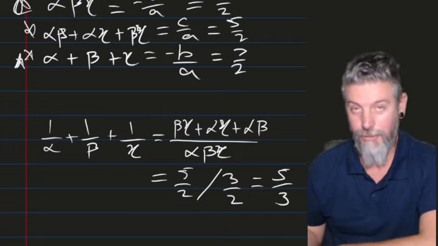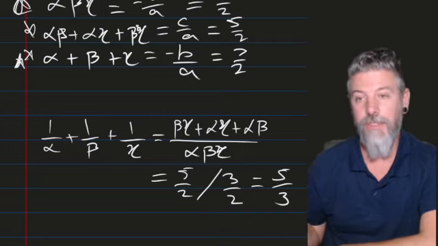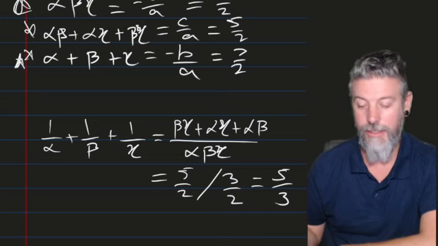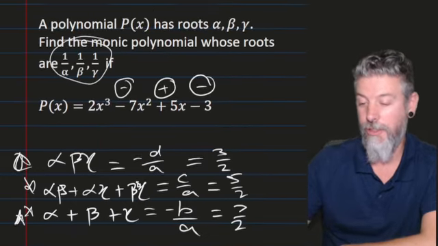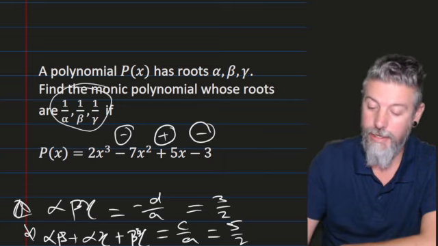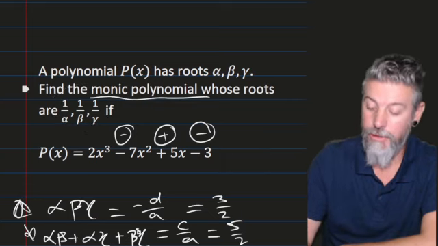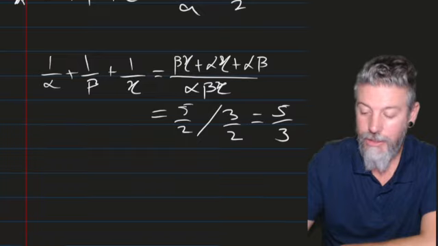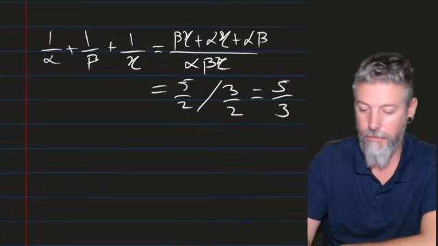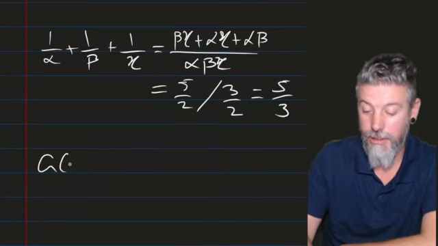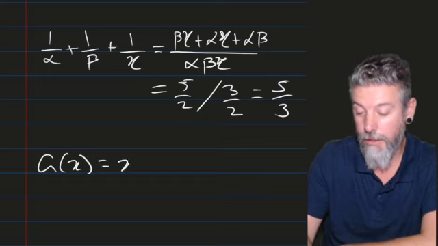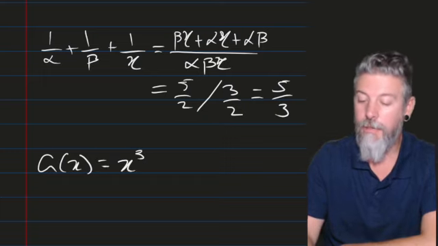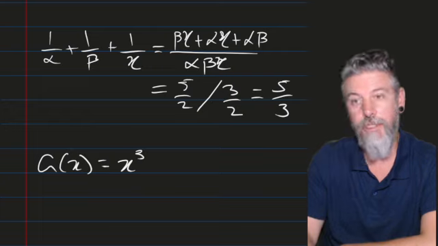So the new polynomial that we're trying to build, the sums of the roots is the second term. And we actually know the first term as well, because look, it says find a monic polynomial. So what I'm actually doing here is I'm starting to build this new polynomial. I'm going to call it g of x. It's monic, so it's x cubed. And now it's got this 5 on 3 for the sums part.